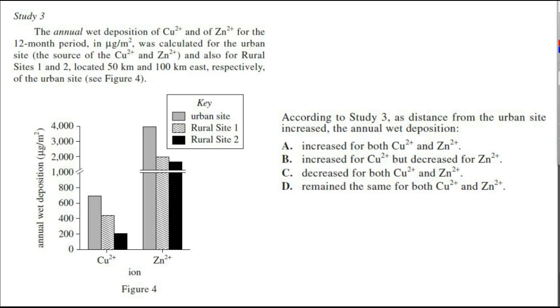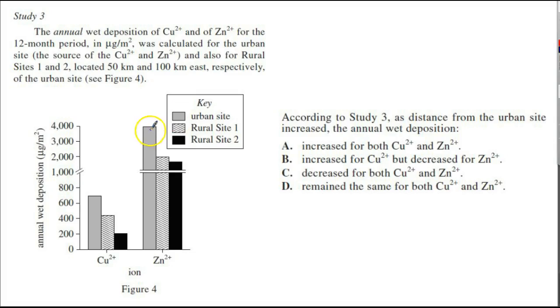Our first question returns back to the first studies we had in last week's questions about the wet deposition of these ions in rain. They sampled from the top of a building and collected water and then managed to measure things. And so this is study 3. In study 3, we're looking at annual wet deposition of copper and zinc calculated for urban site.